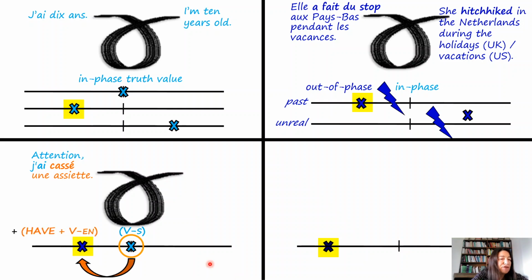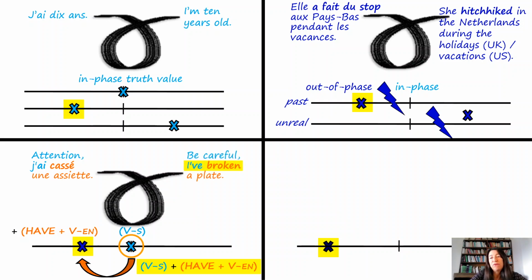Therefore, we need to express the interconnection between these two events using the operator of interconnection, which is the perfect. And it's going to be used here with the present tense. Therefore, the translation will be using the verb formula VS plus have plus VEN. And in English, "I have broken" will be the right verb form.